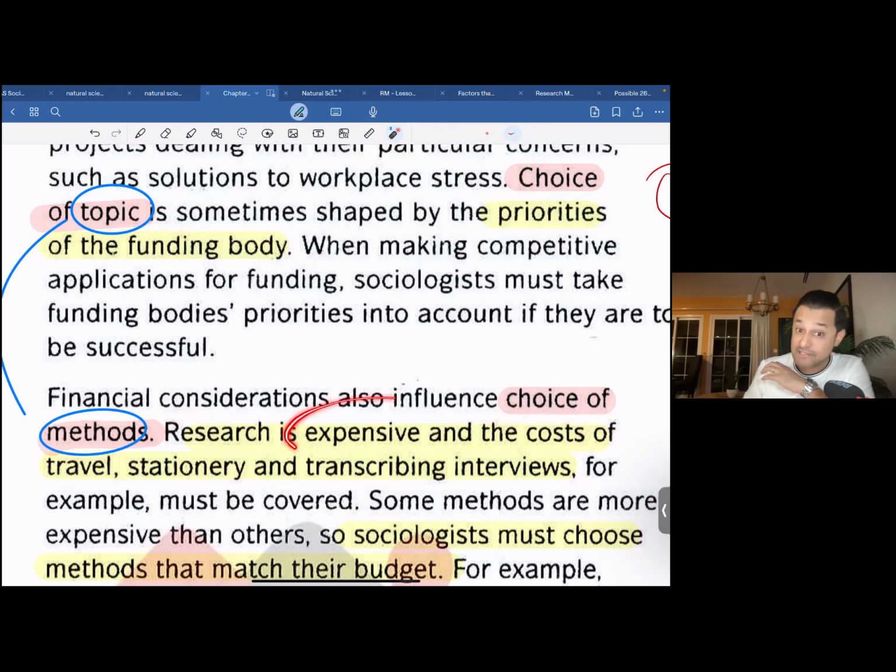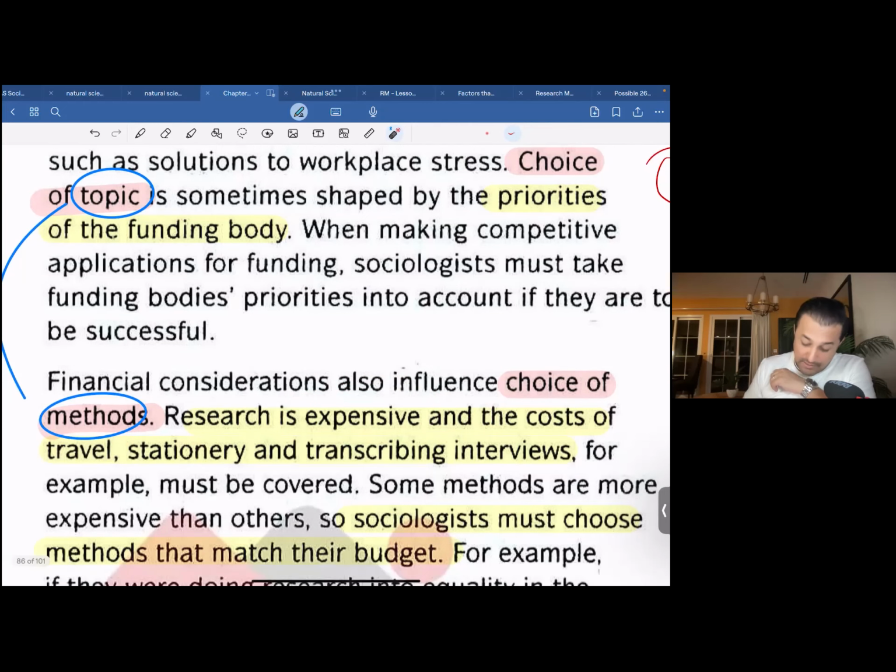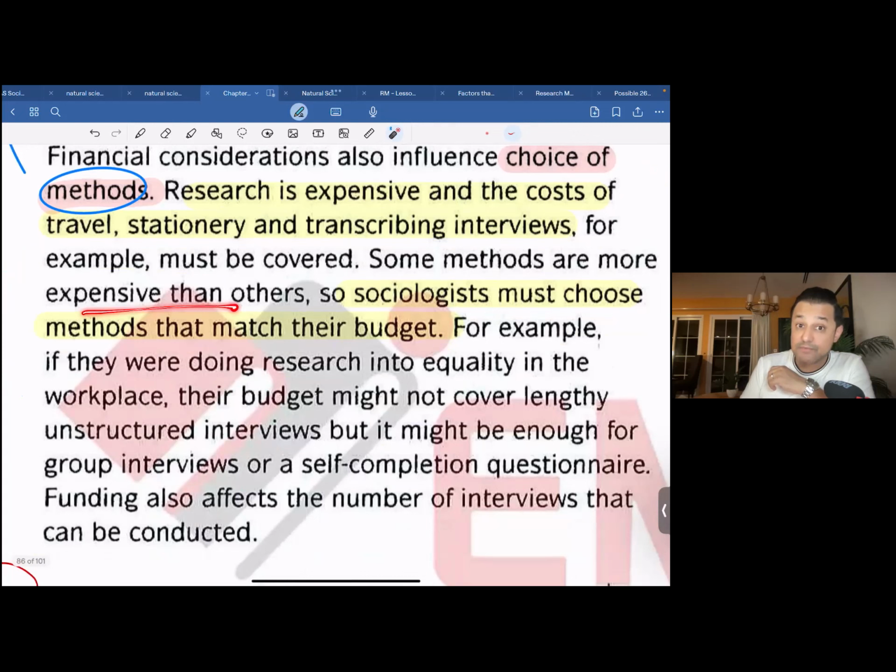Research is expensive and the costs of traveling, stationery, transcribing interviews, and a lot more, right? Of course, if you want to conduct a research in another city, you'd have to make arrangements for the travel, for the stay, for the food, right? So, for example, these must be covered. Some methods are more expensive than others. Some sociologists must choose methods that match their budget.